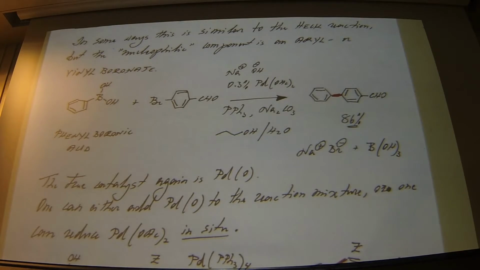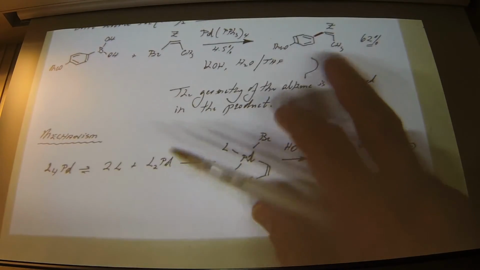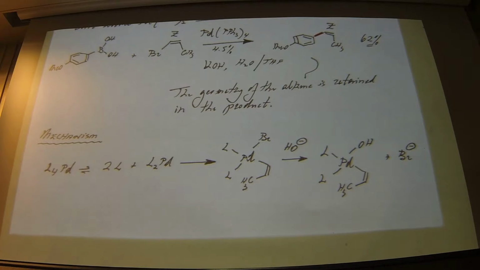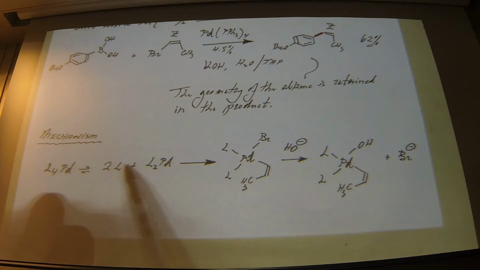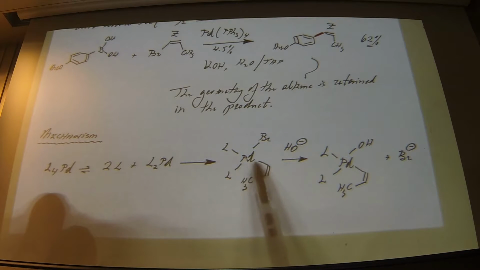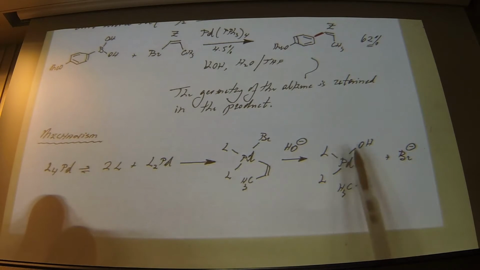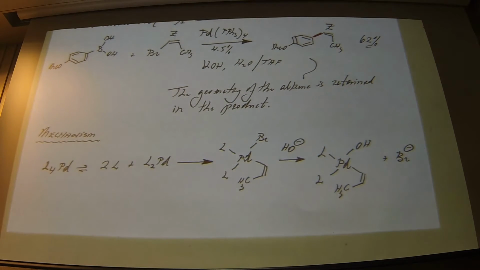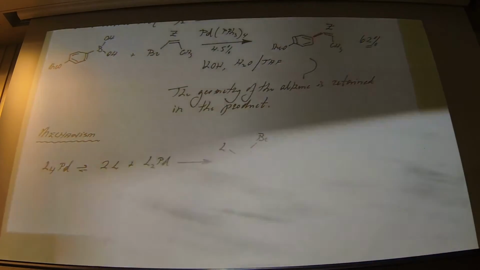Well, it works pretty much the same way. I mean, the mechanism is essentially the same as what we saw for the Heck reaction, but with a little twist, okay? So you end up decomplexing two ligands from the palladium to get a palladium 0 that's a 14 electron reactive complex. That does your oxidative addition. Then you get a ligand exchange. Hydroxide displaces bromide. And that turns out to be important because the hydroxide acts as a nucleophile in the next step.